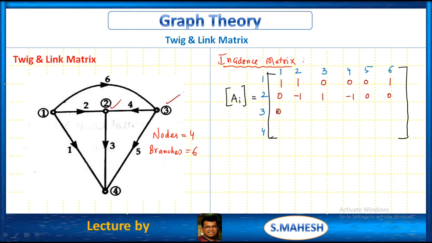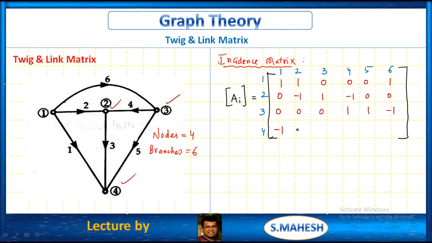Branch 1 there is no connection, 0. Branch 2 no connection, 0. Branch 3, node 3, there is no connection, 0. Like that branch 4, node 3, away, plus 1. Branch 5 away. Branch 6 towards, minus 1. Now it is time for node 4. See that node 4, branch 1 towards, minus 1.